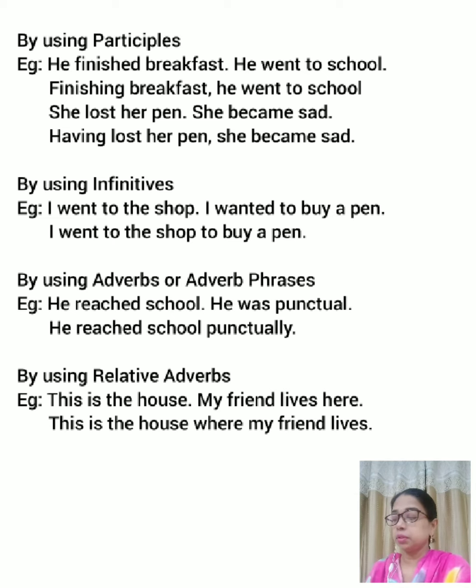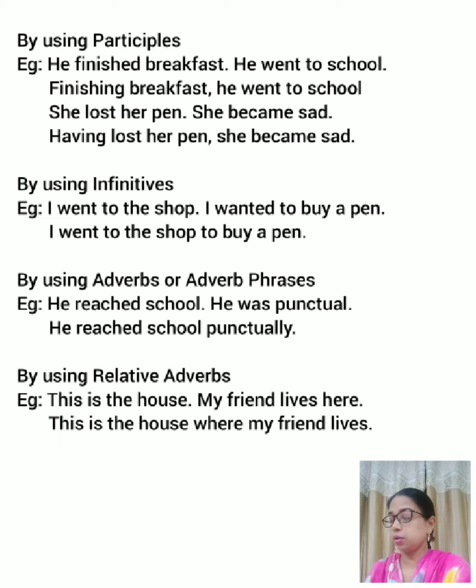Then the other example, she lost her pen, she became sad. How will you be using a participle here? Having lost her pen, comma, she became sad. Then the other way is by using infinitives. Infinitives means to plus verb. In the example you can see, I went to the shop, I wanted to buy a pen. So how will you use the infinitive here? I went to the shop to buy a pen. So in this way you will join.